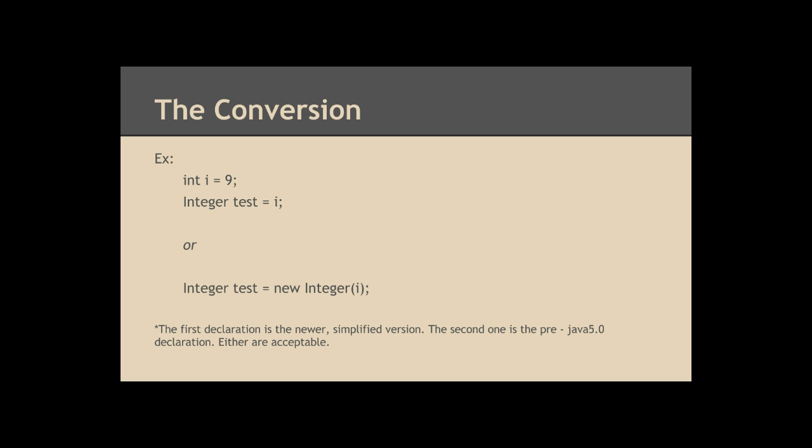Okay, so the conversion is relatively easy. It's just like you would convert a variable to an object of a class. So here are two examples. One is you create the int i equal to 9, and then Integer test, I just named test as an object, equals i. Or you could do it like we declare objects of any other class we create: Integer test equals new Integer(i).